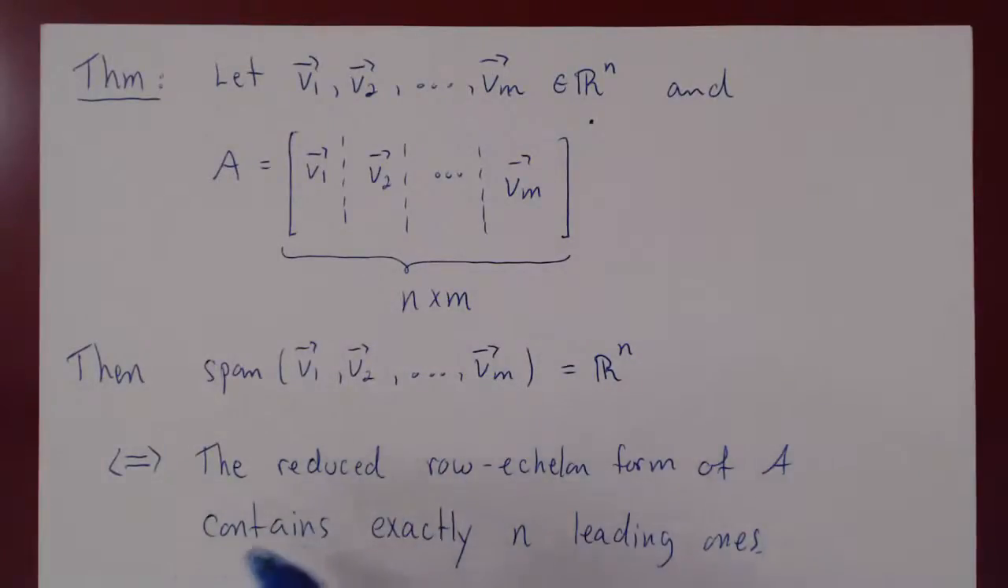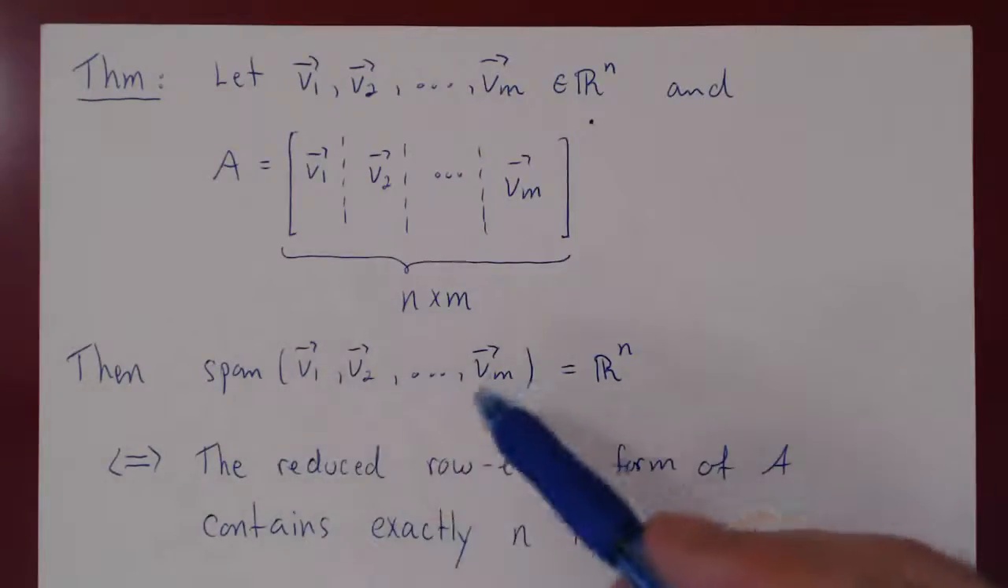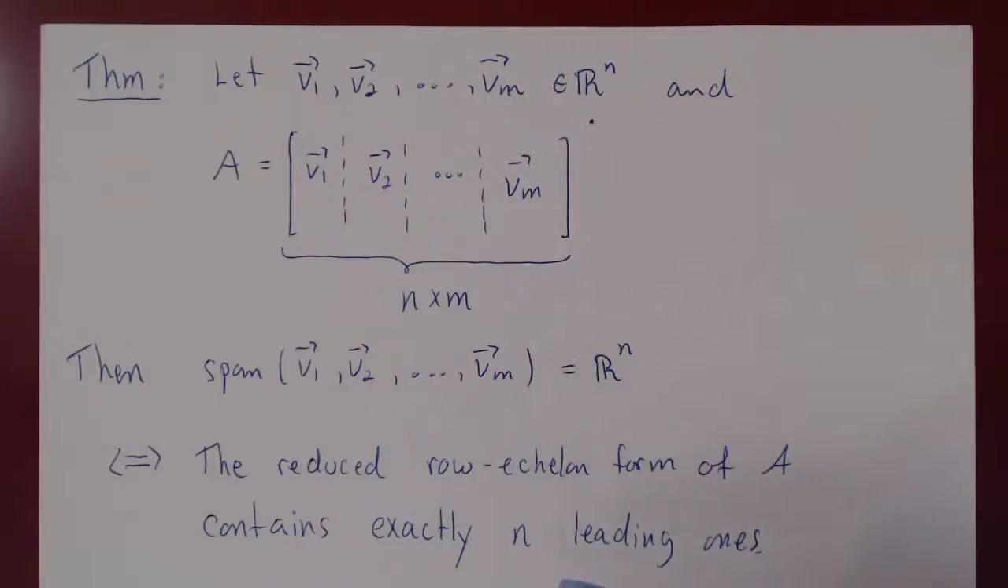If your reduced row echelon form of A does not contain exactly n leading ones, the answer is no, the vectors do not span Rn. And that's it. I would like to add just one small remark, which is really, really important, and that is, why does this, or should this make sense on an intuitive level?